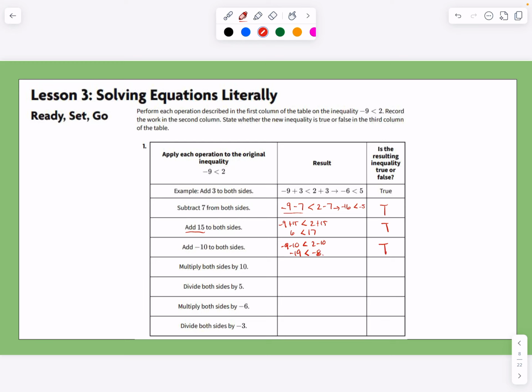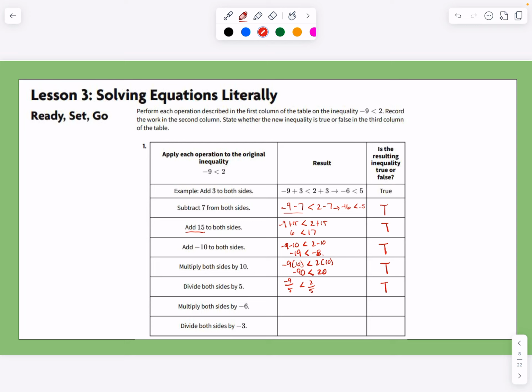That's still true. Let's multiply it by 10. So negative 9 times 10 less than 2 times 10. Let's see if it works. We have negative 90 less than 20. That is true. Divide, okay, so negative 9 divided by 5 less than 2 divided by 5. Well, is that true? Well, a negative is definitely less than a positive, so that's going to be true.